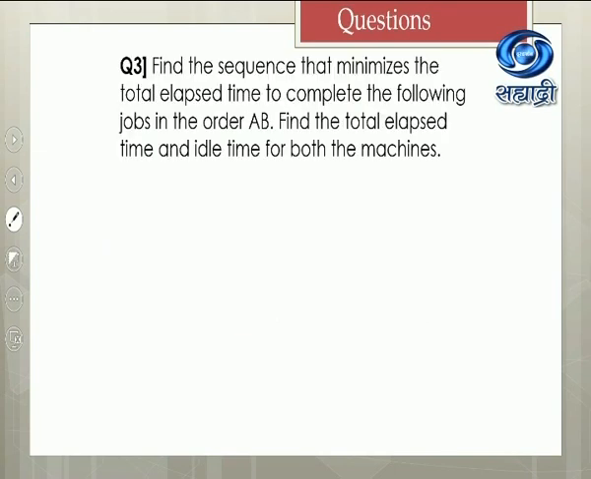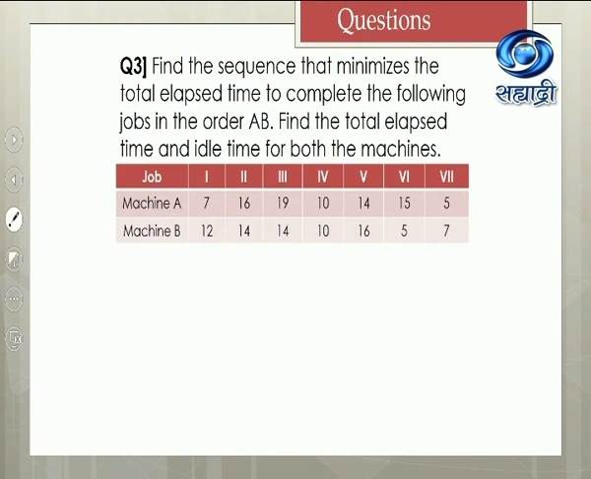Next question. Find the sequence that minimizes the total elapsed time to complete the following jobs in the order AB. Find the total elapsed time and idle time for both the machines. So jobs are given. As you can see, there are 7 jobs. Machine A, machine B, the processing times are given.